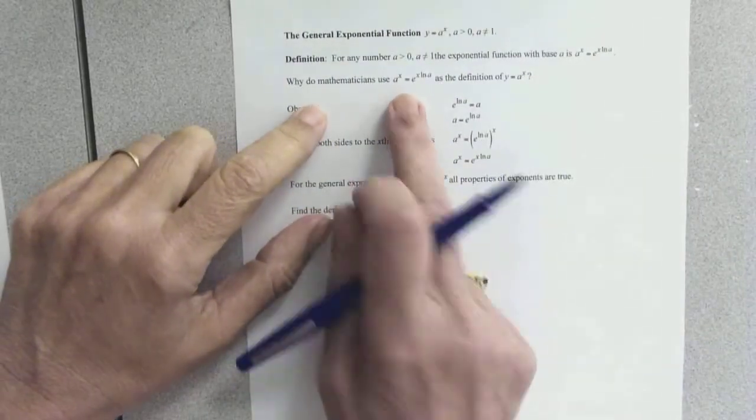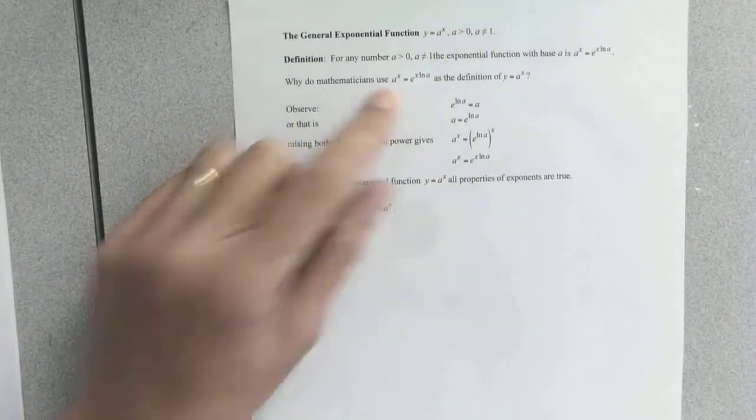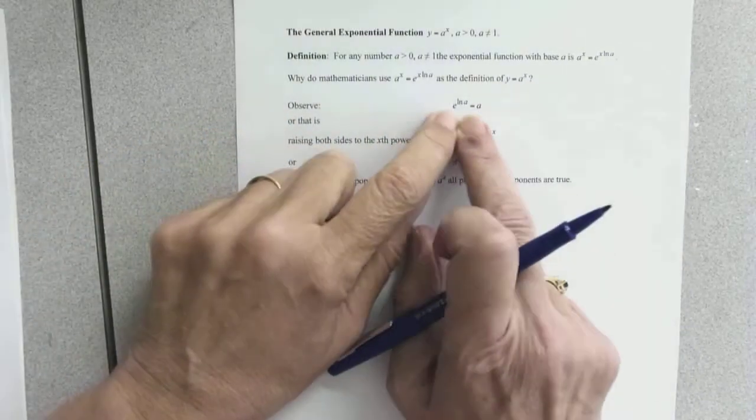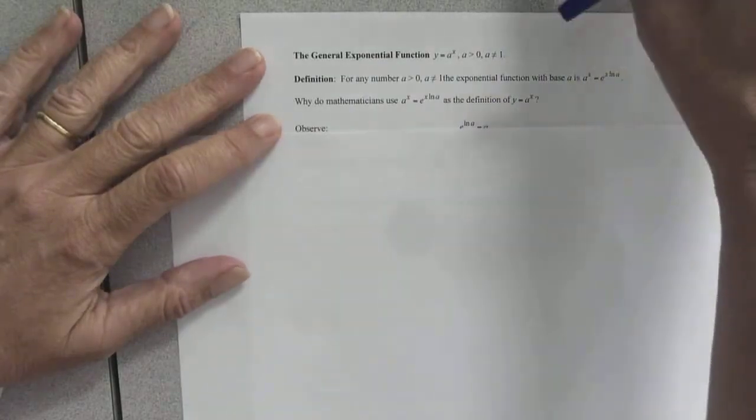Then just kind of a cultural thing here. Why do mathematicians use that as a definition? Well, okay, so we know, just going step by step here, we know that, let's go in a little bit, zoom a little bit.